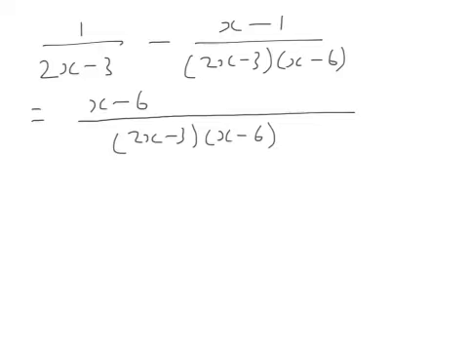This bit is already over that denominator, so I've got to take away x minus 1. Notice that mistake there. So that's not a good way of writing it. I need to write it like that because taking away minus is the same as adding. x take away x, that's nothing. Minus 6 take away minus 1 is minus 5.